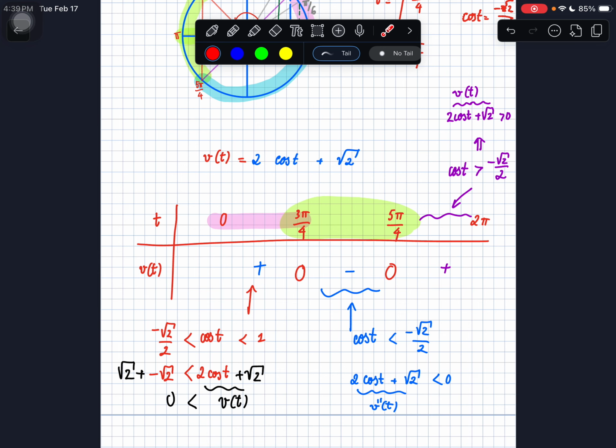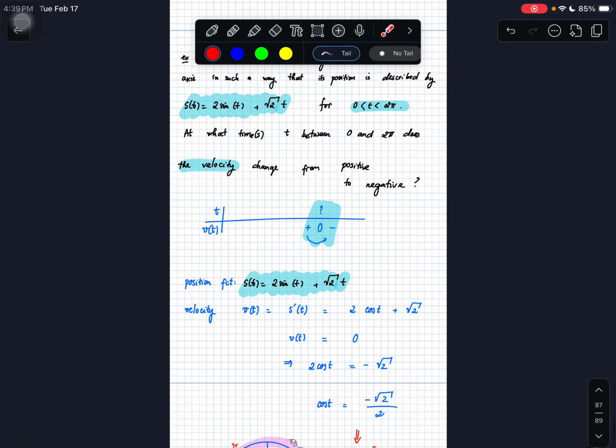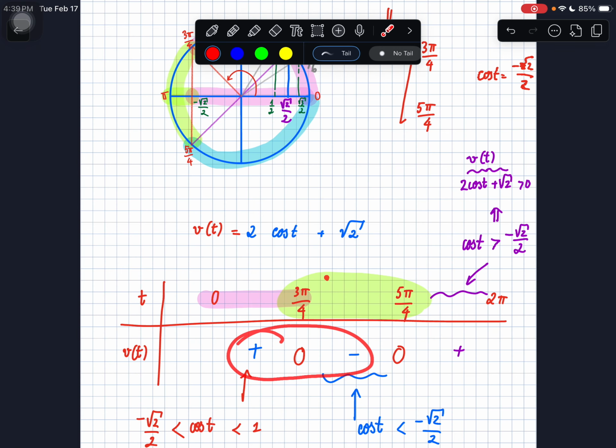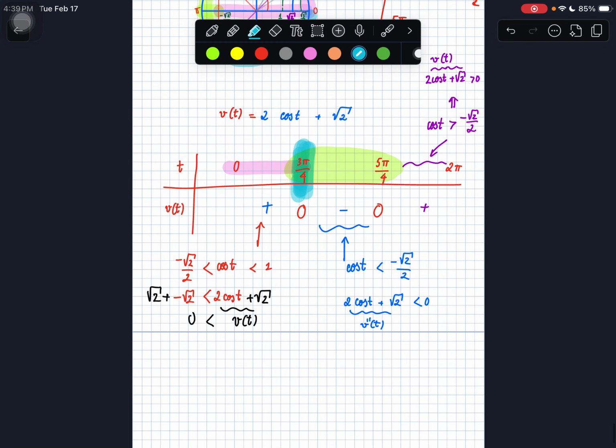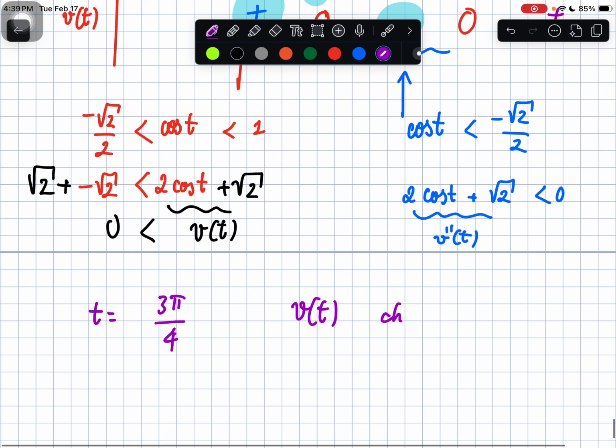So now we need to answer the question: at what time does velocity change from positive to negative? And this is from here to here. The answer must be at 3 pi over 4, where v(t) changes from positive to negative. That is the final answer.